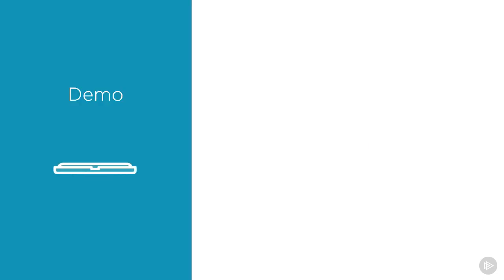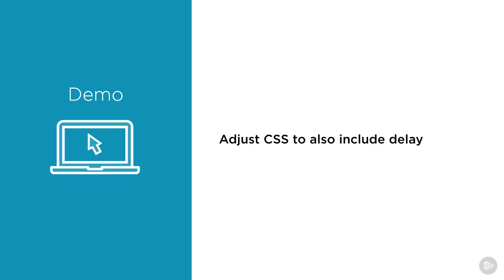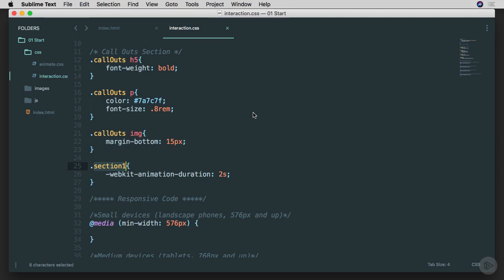In the last video, we learned about adding on durations to our animations, but in this video, we're going to learn about adding on delays to our animation as well. Now, delay is essentially just going to say, okay, how long do I want the animation to wait before it starts to animate? So we're going to adjust the CSS that's going to include a delay. So let's go into the CSS file.